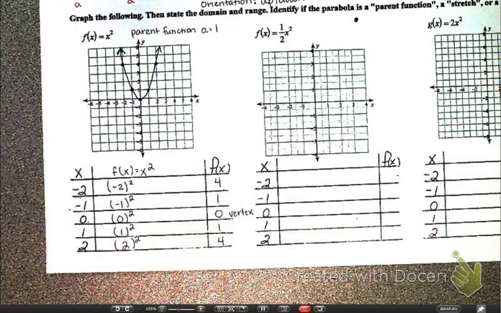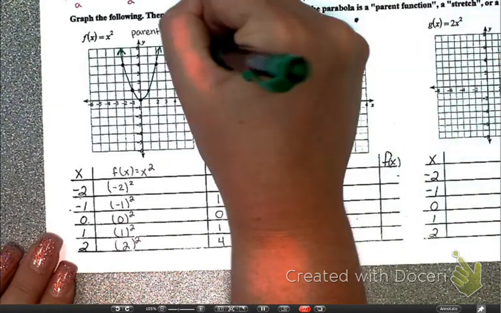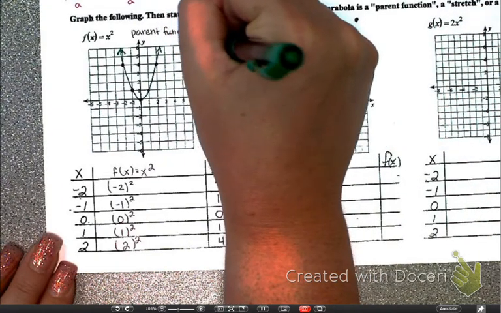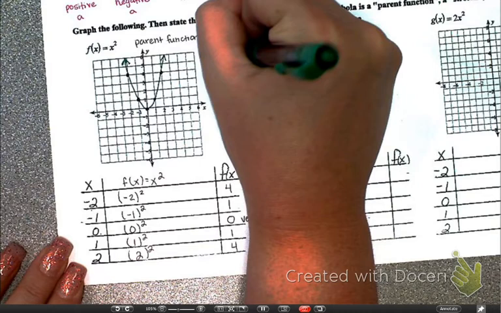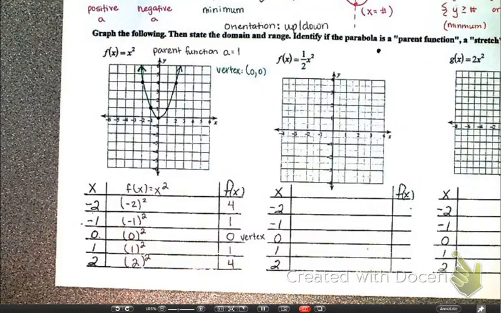Can you see now that the vertex is 0, 0? So the graph starts by going down and then curves back up. So my vertex, because you'll have to name every single one of these things, my vertex is 0, 0. It's where it changes direction.